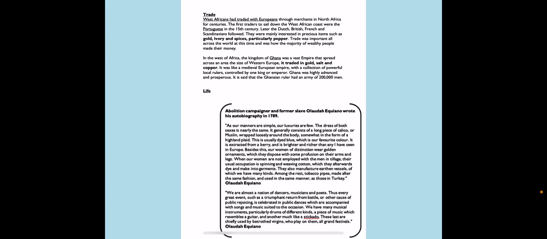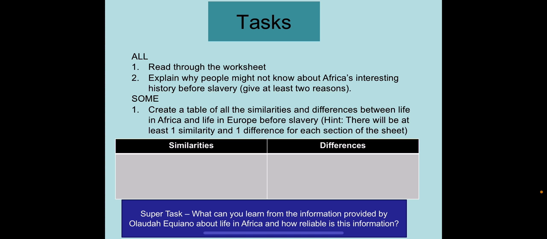When our women are not employed with the men in tillage, their usual occupation is spinning and weaving cotton, which they afterwards dye and make into garments. They also manufacture earthen vessels, of which we have many kinds. Among the rest, tobacco pipes, made after the same fashion, and used in the same manner as those in Turkey. And you've got a final quote there that I'll let you read through yourselves as well, that gives you some information about his experiences of what things were like there.